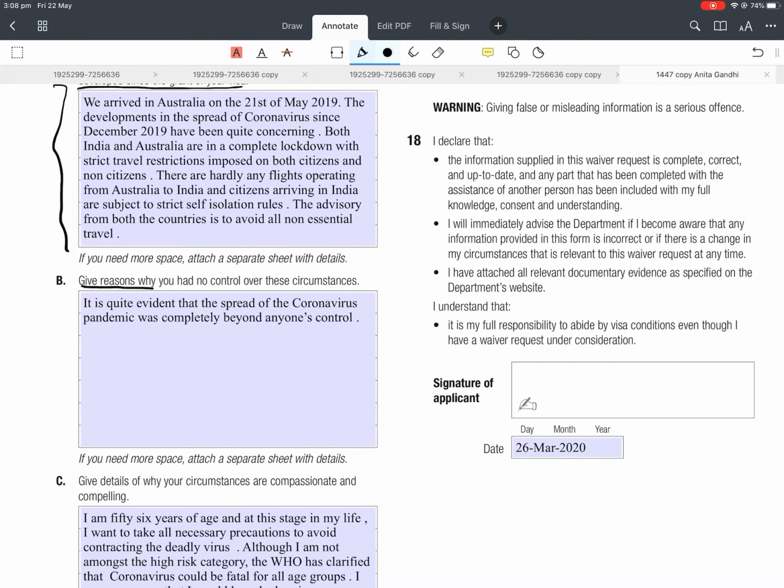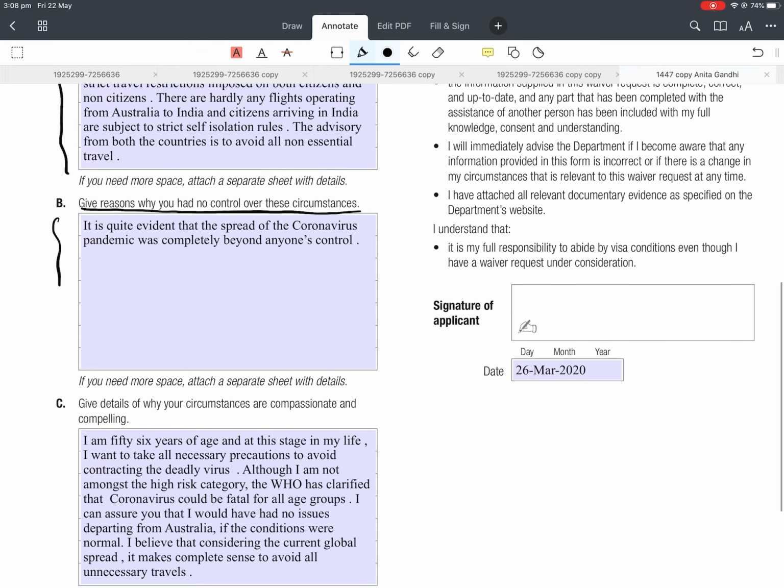So we'll come to the second part. Give reasons why you had no control over these circumstances. It sounds like a basic question. Of course, you can write anything basic, like it is quite evident that the spread of the coronavirus pandemic was completely beyond anyone's control. Very factual. No one knew that this was coming.